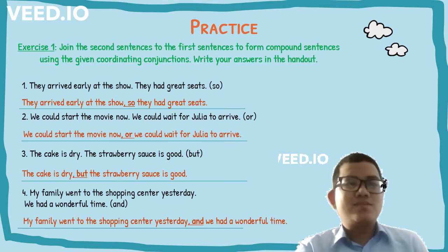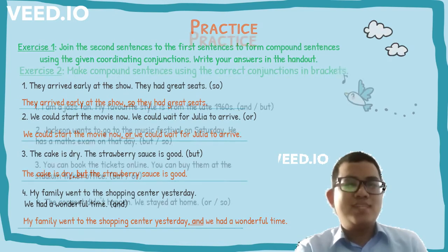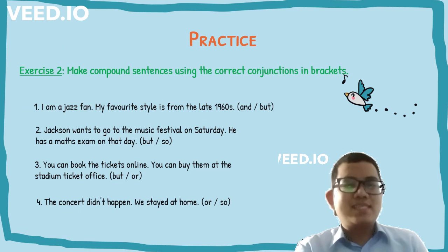2. We could start the movie now, or we could wait for Julia to arrive. 3 and 4 are on the screen. Next, we have exercise 2. It's similar to the last one, but we have to choose a suitable conjunction between two given options. To do this, you have to think back to the use of different conjunctions from before.